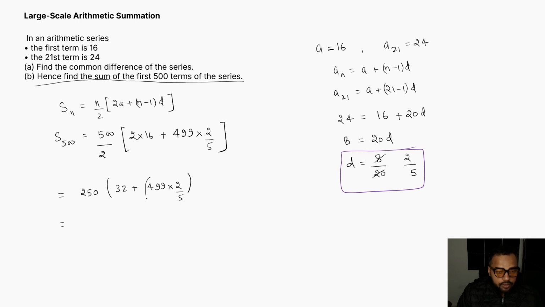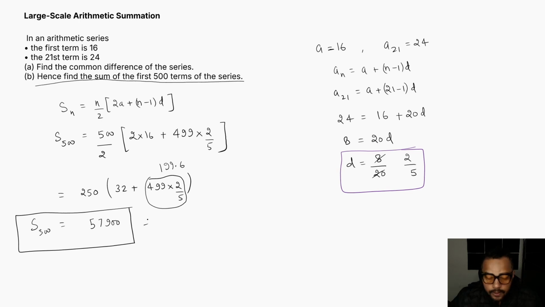So this term will be 199.6 plus 32, that is 231 times 250. So we are getting the total value, students, as 57900. So this is the sum of 500 terms of this series. So this is how we need to calculate it.